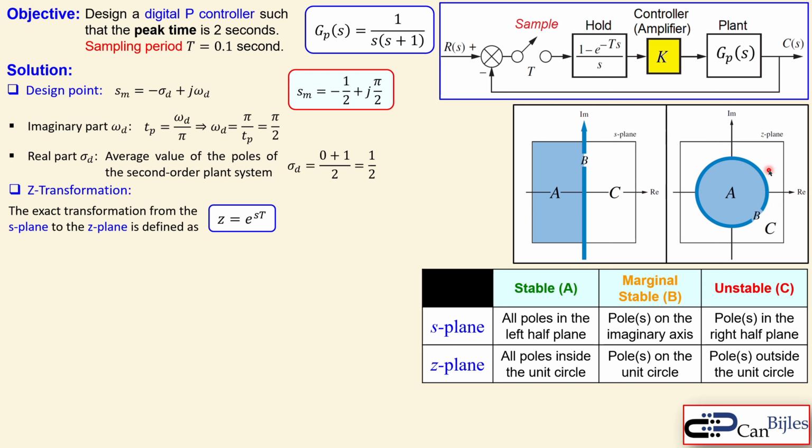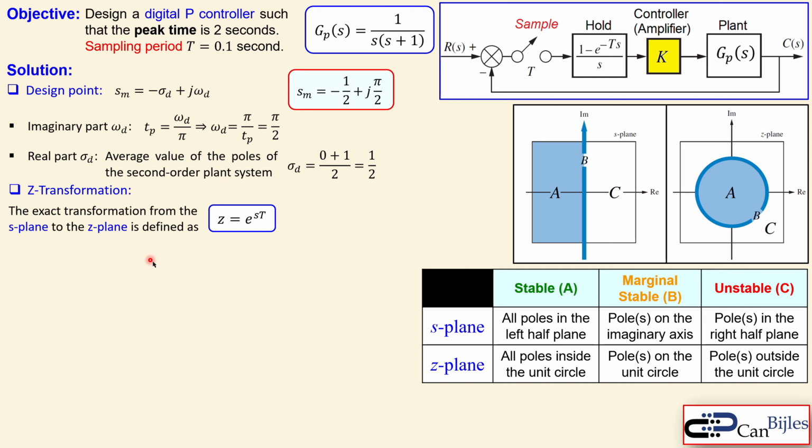And for this case, you have similar conclusions: stable, marginally stable, and unstable. And the table is summarizing this. So all poles in the left half plane, again, that means stable. And all poles in the Z domain inside the unit circle means also stable. In a similar fashion, we can decide if it is also unstable or marginally stable.